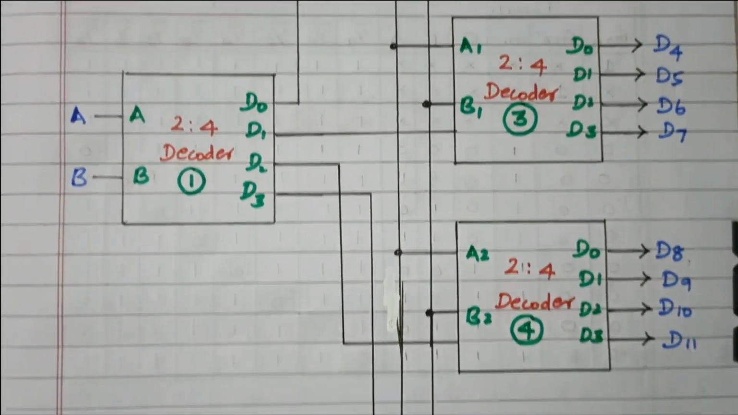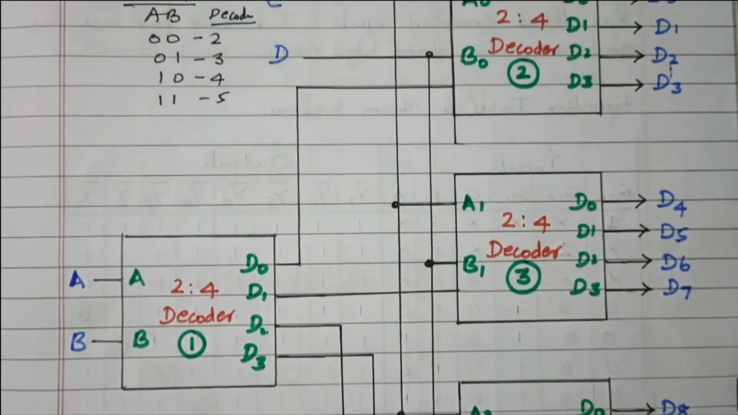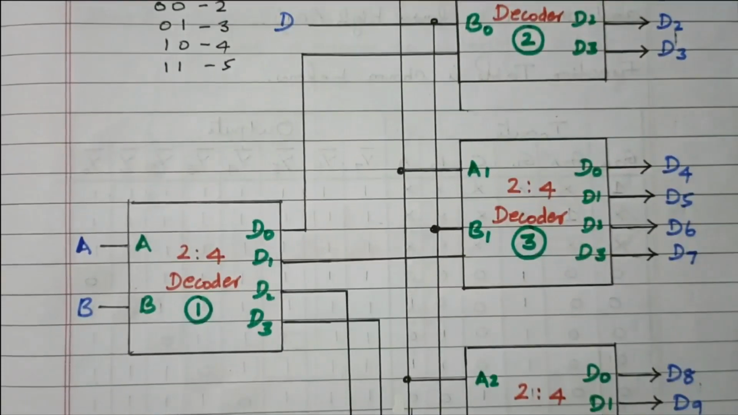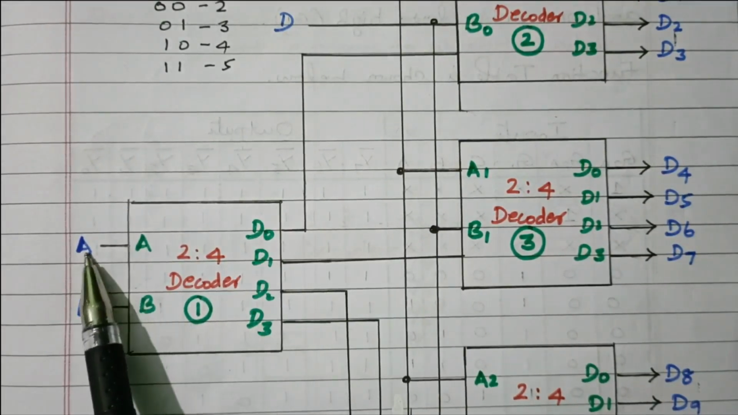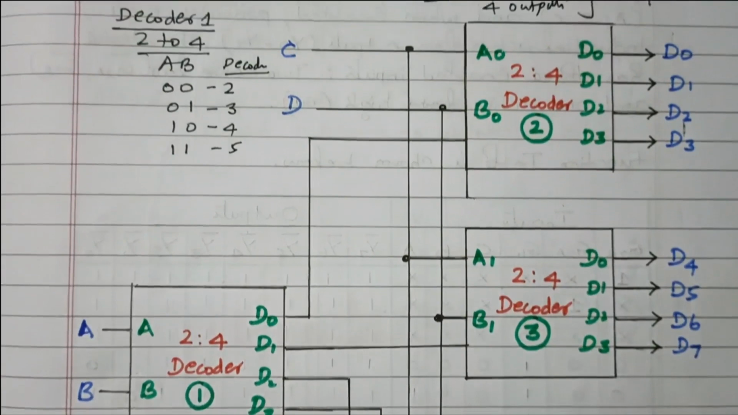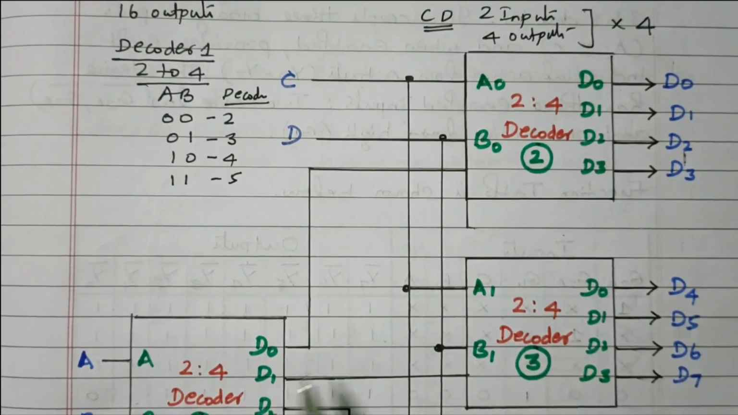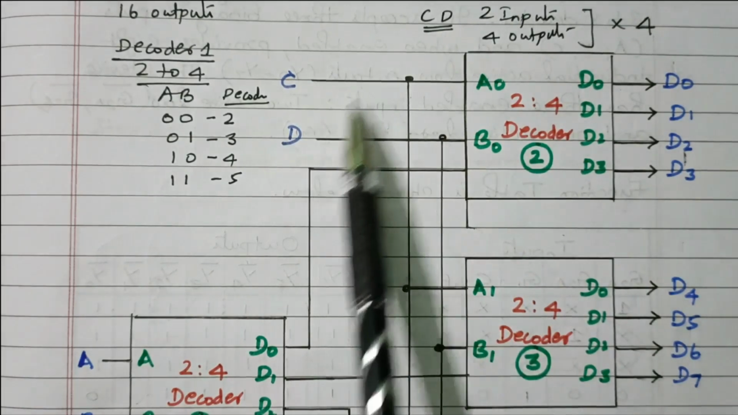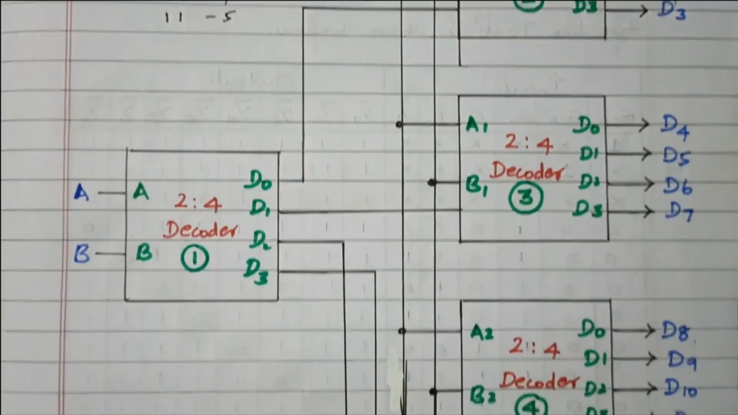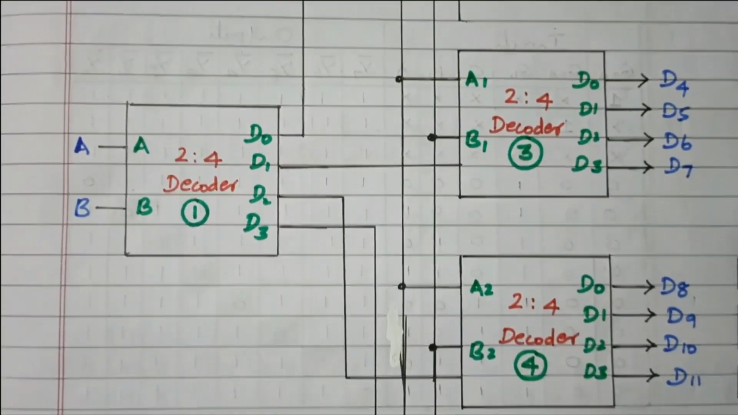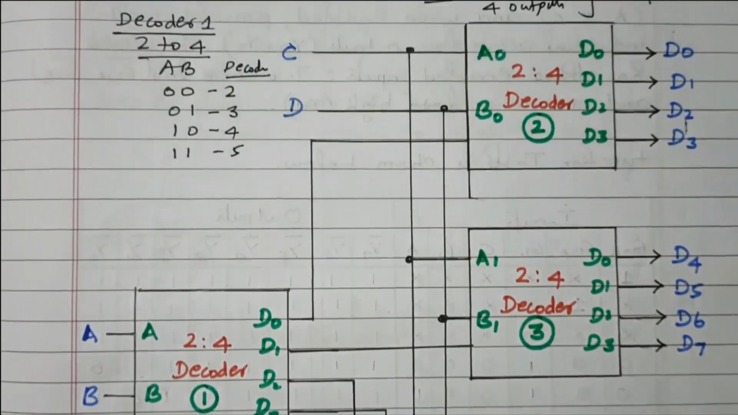So here 5 decoders are available. The first decoder is used to select one out of the 4 decoders for the 4 different combinations. The inputs are A and B. Based on this value, one of these 4 decoders will be selected, so 4 into 4, 16 outputs we get. Then C and D are given to all the decoders. All the decoders are connected with the LSB inputs C and D. So now it is very clear.